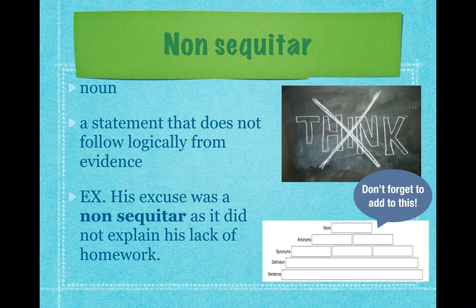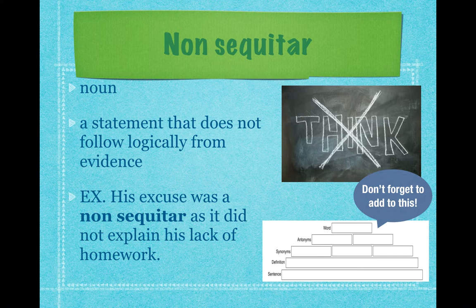And this word used in a sentence. His excuse was a non sequitur, as it did not explain his lack of homework. So he couldn't really provide a logical reason for why he didn't have his homework. He didn't have good evidence. This one's going to be challenging to find synonyms and antonyms for, so I would definitely recommend using a thesaurus for this one when you're filling out your word pyramid. And again, this is a noun.